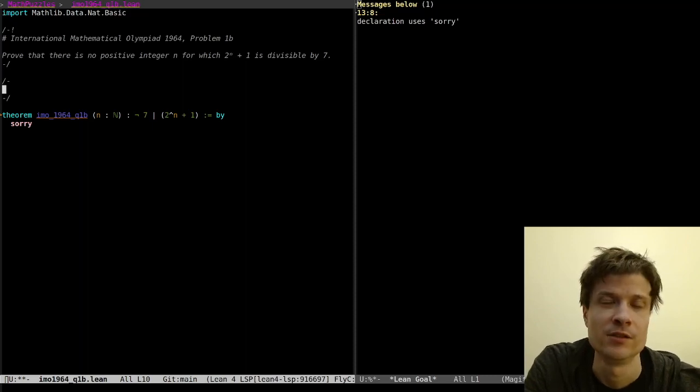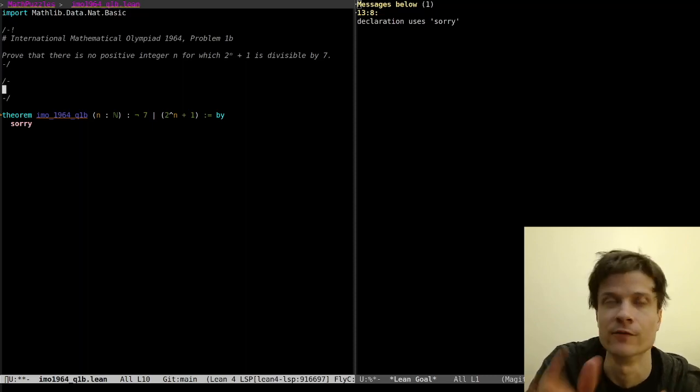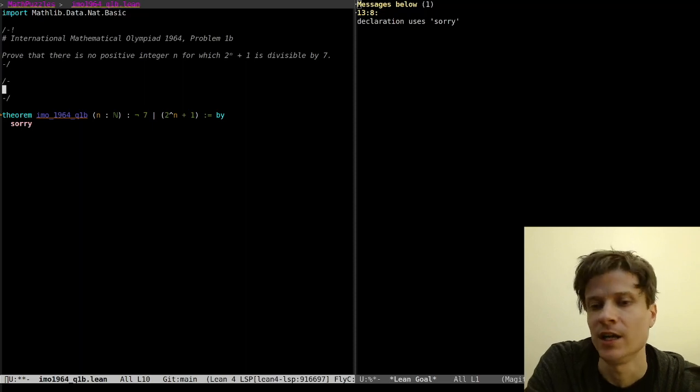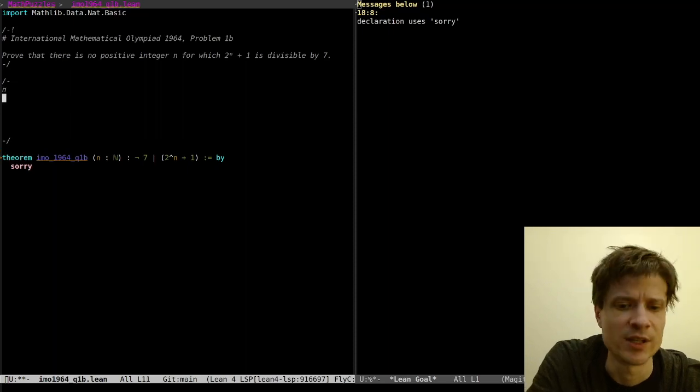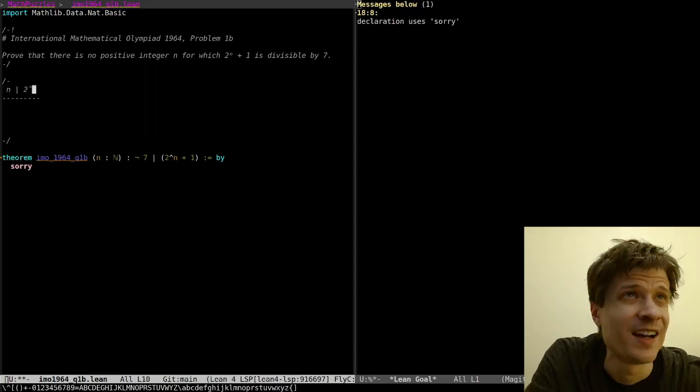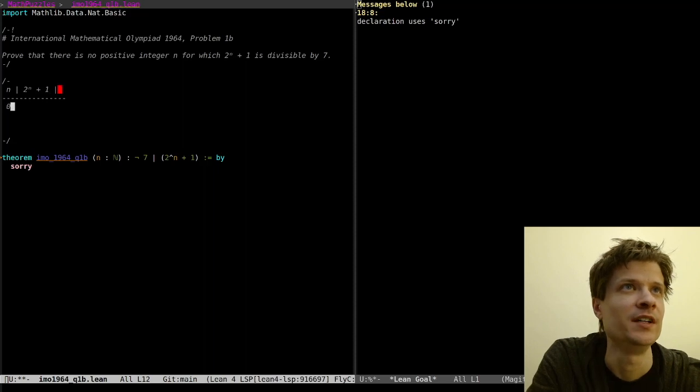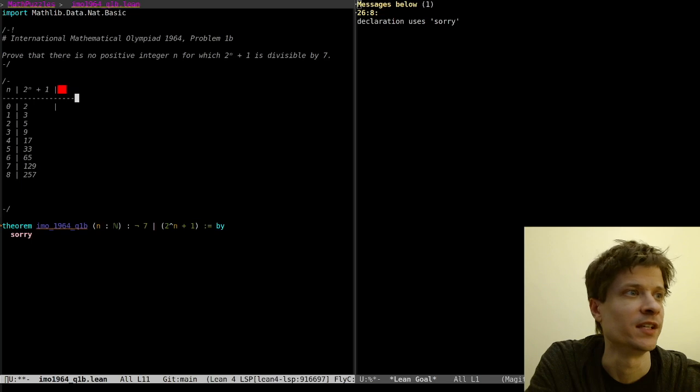Mathlib 4, the port of Mathlib from Lean 3 to Lean 4, is moving along quite nicely, and we can now do a lot of Olympiad problems in Lean 4. The informal argument that I want to make has to do with this pattern that comes up. Let's make a little table here: n to 2 to the n plus 1. So if n is 0, then this is 1 plus 1 is 2. Let's go mod 7, and I think you see the pattern.